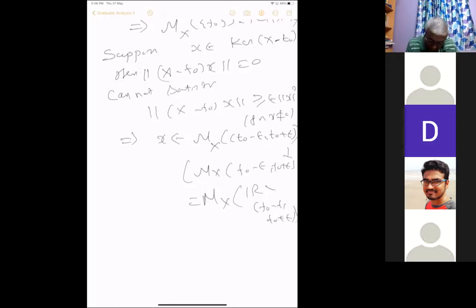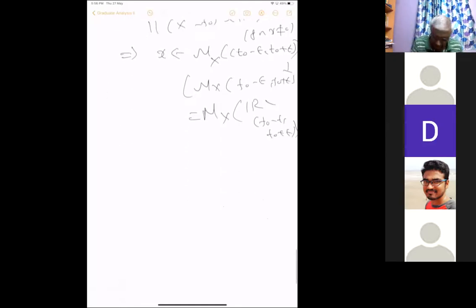So something is in the complement. Suppose it is in the complement, then it cannot satisfy this. I mean, that will satisfy this inequality for this epsilon. So that implies it cannot satisfy that equal to 0. Because of that, I am concluding it is in this for all epsilon. Okay. Now this set, 1 minus the indicator of (T0 minus epsilon, T0 plus epsilon), this function converges to 1 of the singleton T0.